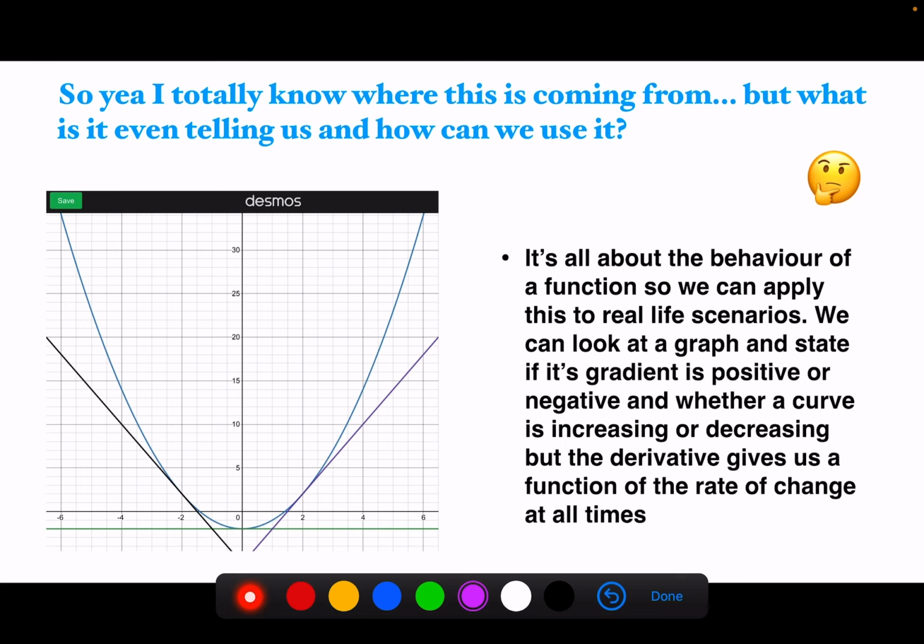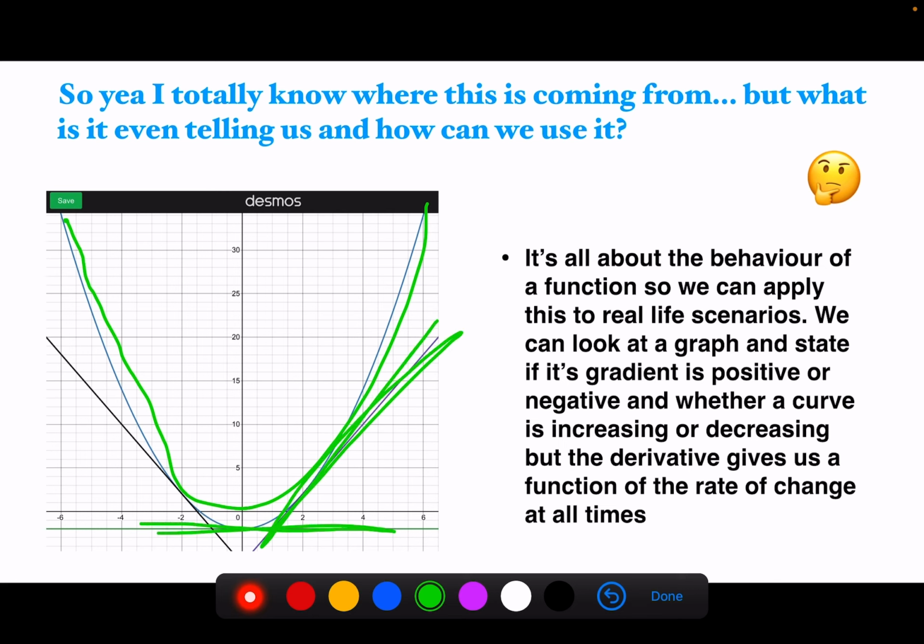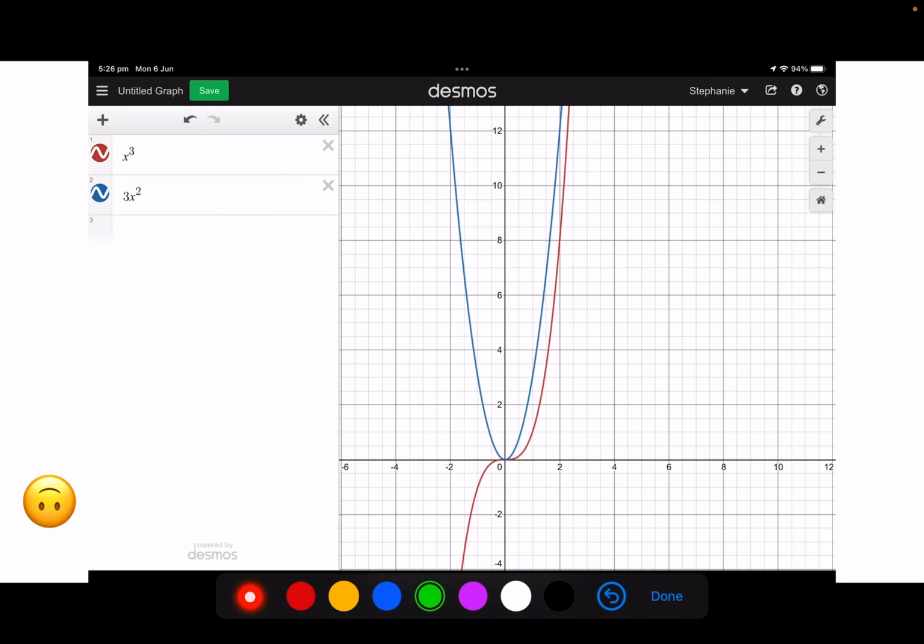But what's it actually telling us, and how can we use it for real life scenarios? Well, if we look at this graph, we have this quadratic function. We can look at the graph and state its gradient being positive here, 0 here, and negative here. But unlike a linear equation where we know the gradient the whole way along the line, we actually don't have a way of just looking at points and being able to know their gradient. This is where the derivative comes in. It gives us the function of the rate of change at all times for polynomials.